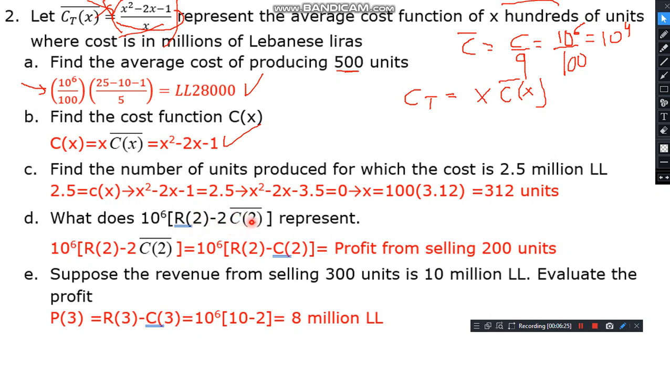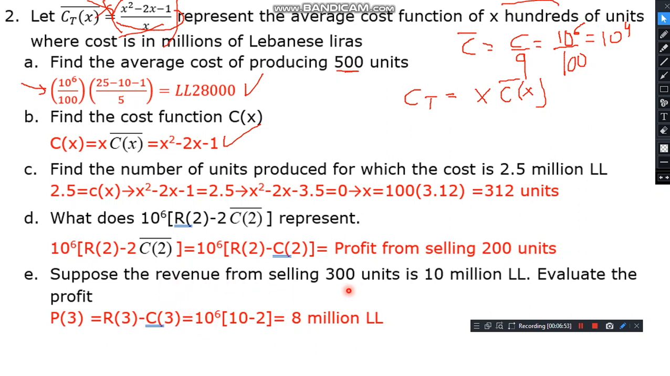Now what does million R of 2 minus 2 C bar of 2 represent? We have here 2 C bar of 2. We know that total cost is X C bar, so as if we have here 200 C bar of 200, which is the total cost of 200. So this is the revenue minus cost, R of 2 minus C of 2. This is the profit. Profit is revenue minus cost from selling 200 units.